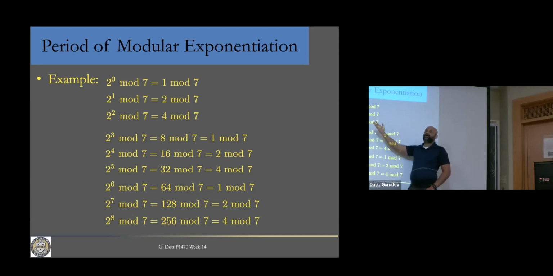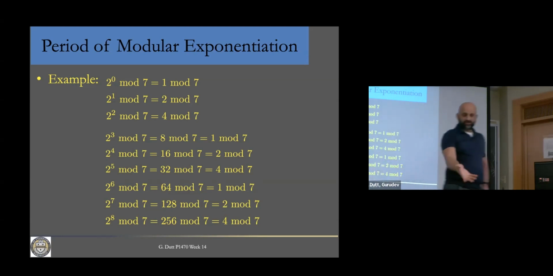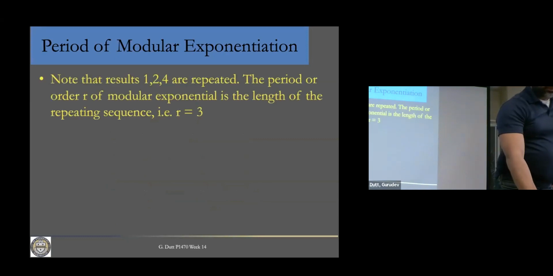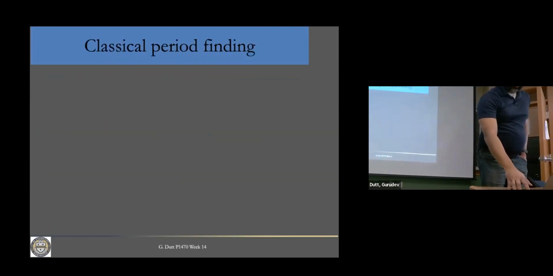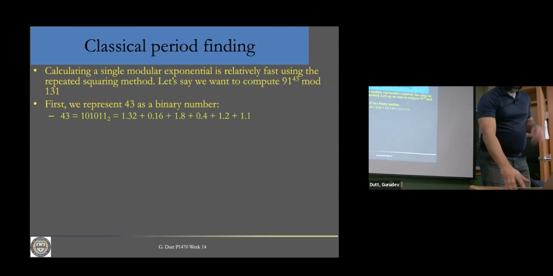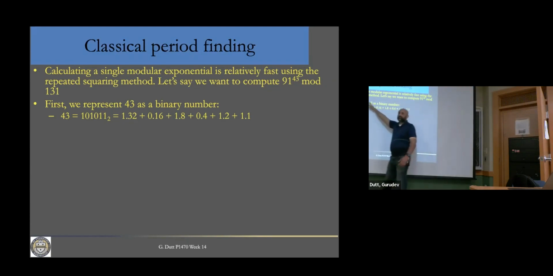As soon as things become large, any of these numbers, if I make them large, it's going to take me a much longer time to find that pattern. Okay. And we'll do an example. Just imagine that you just had to find one such modular exponential. Okay, here's one modular exponential. I want to find 91 to the power 43 modulo 131.